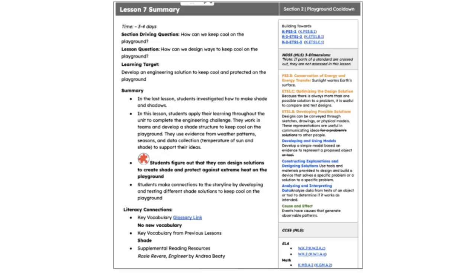There are several opportunities for ELA and math cross-curricular connections throughout the lesson. You can look for specific standard connections in the Unit 2 teacher guide. This lesson will take approximately 3 to 4 days to complete.